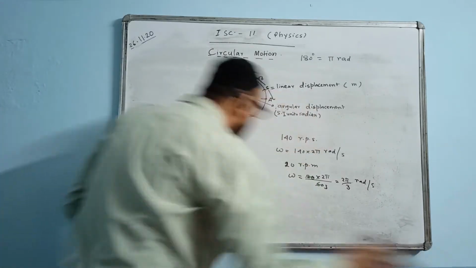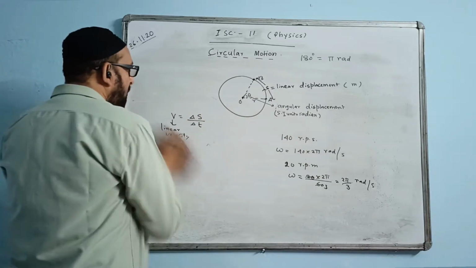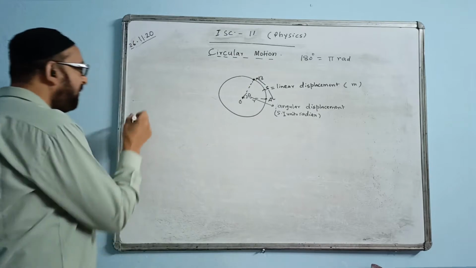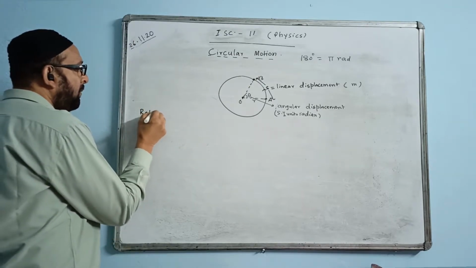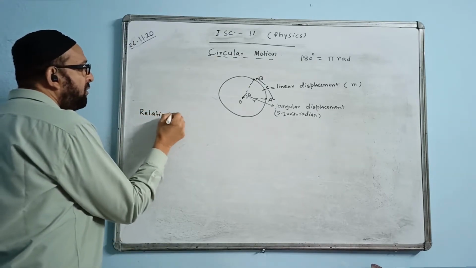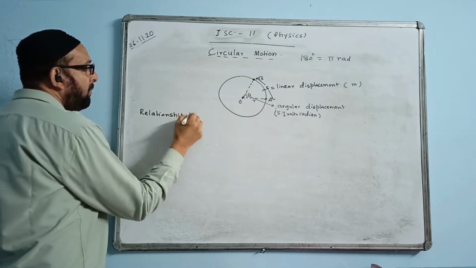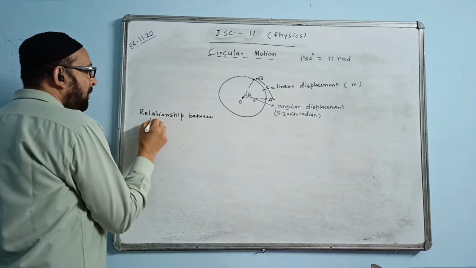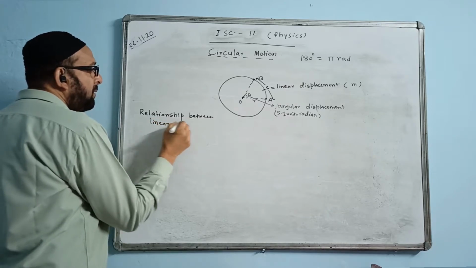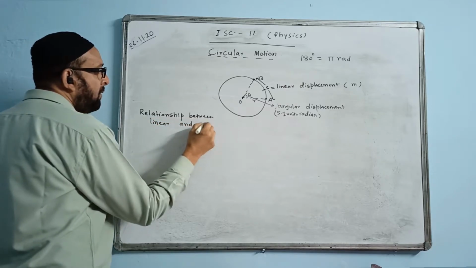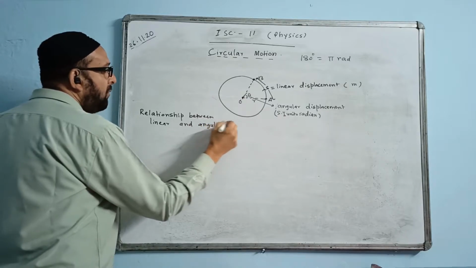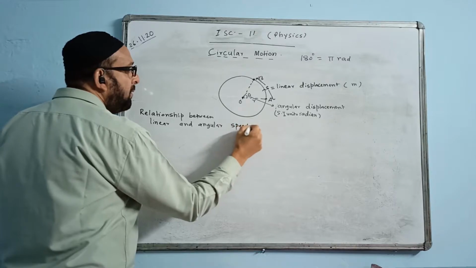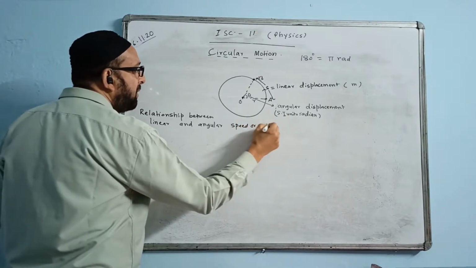Okay. Now give a heading right now: relationship between linear and angular speed or velocity.